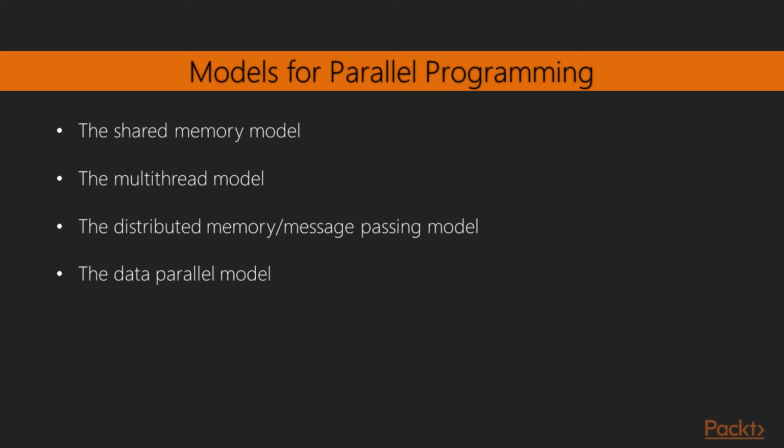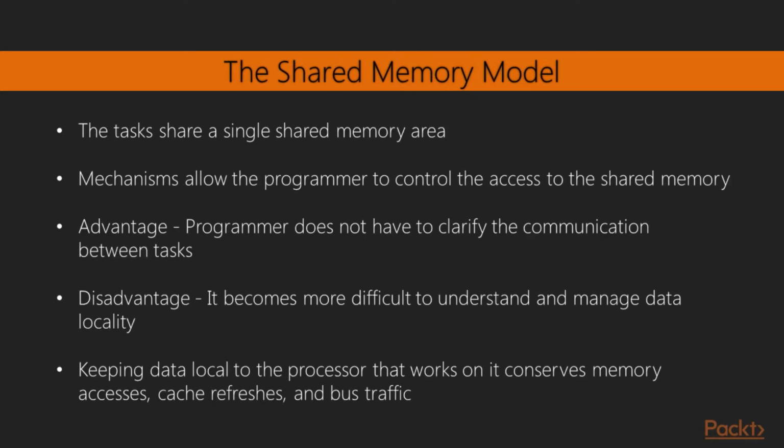The most widely used models for parallel programming are: 1. The shared memory model. 2. The multi-thread model. 3. The distributed memory message passing model. 4. The data parallel model. In this video, we'll give you an overview of these models. A more accurate description will be in the next chapters that will introduce you to the appropriate Python module that implements these. Let's take a look at the shared memory model.